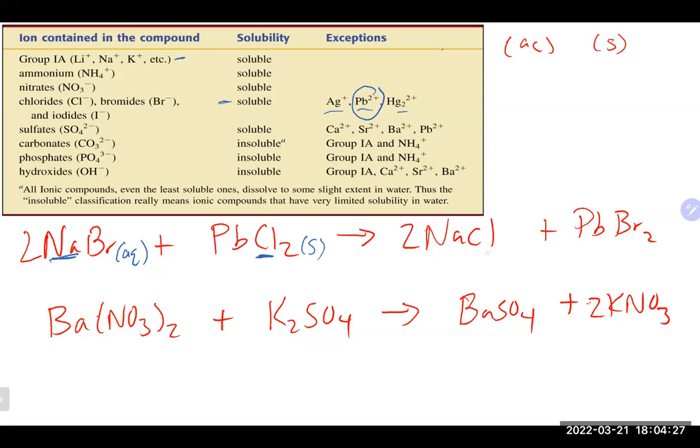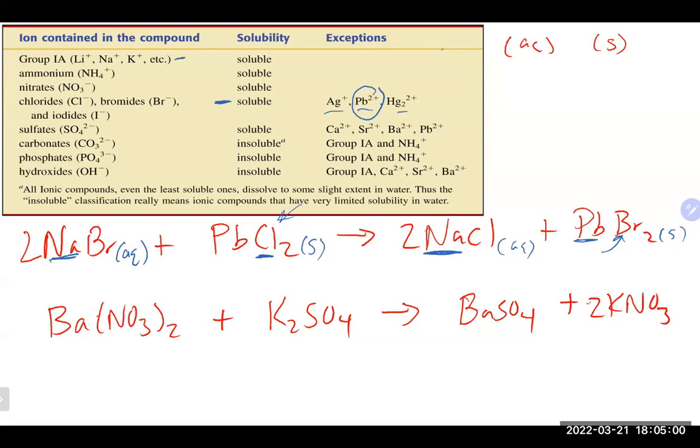Our sodium chloride, again, looking at sodium, which has no exceptions, is always going to be soluble, so it would be aqueous. And here lead is not going to be found on the table, but Br will. Br is in the same spot here, and it is soluble in everything except for silver, lead, and mercury. And this one would be a solid. So pretty bad example there. That should have probably been nitrate, but oh well. Any questions on how to use that there?